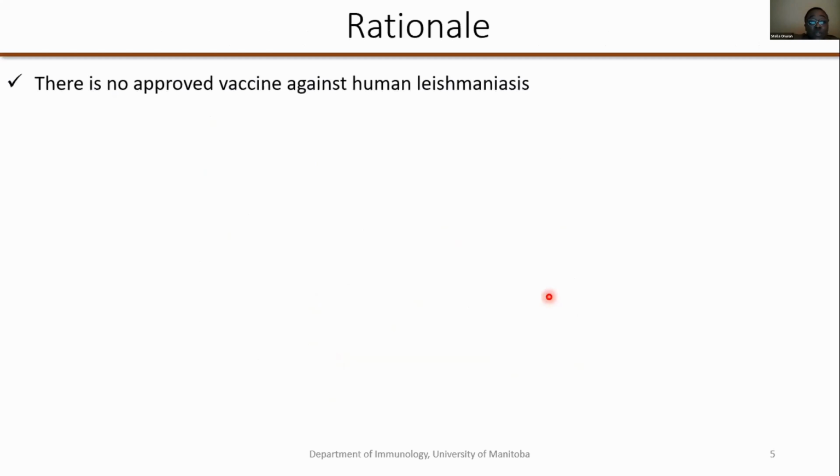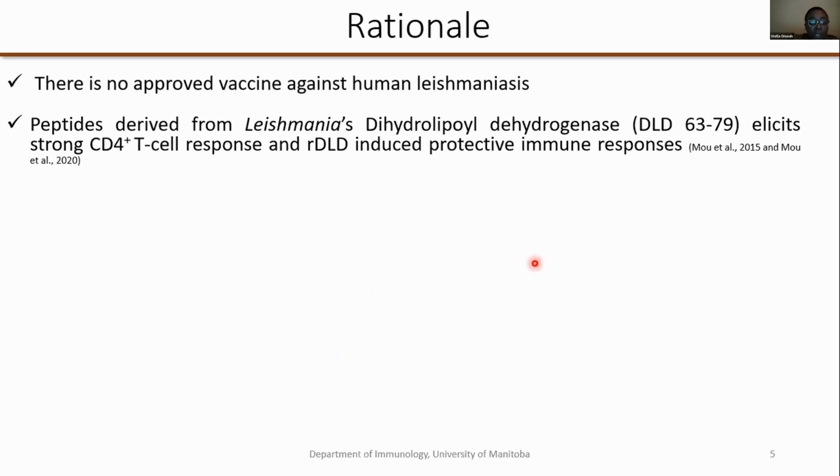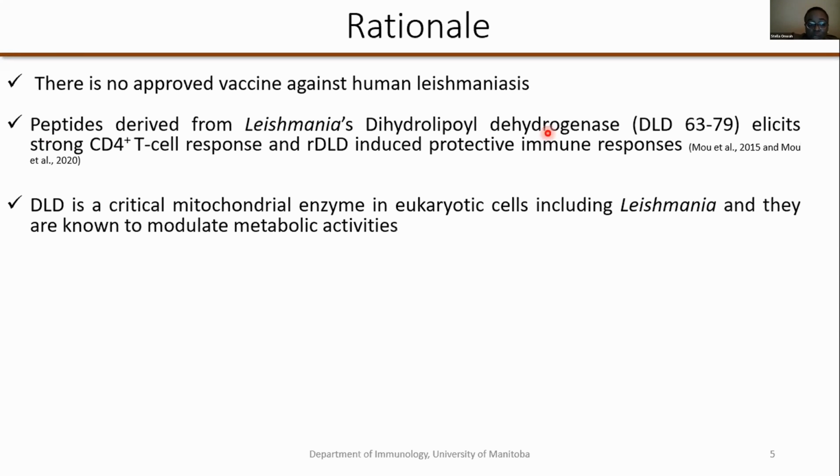There is no approved vaccine against human leishmaniasis. Vaccination is possible because people that recover from the disease are immune to the infection. For a while, our lab has been interested in understanding the antigens that drive protection in cutaneous leishmaniasis. And we have shown that peptides derived from Leishmania's dihydrolipoyl dehydrogenase, DLD, elicit strong CD4 T cell responses, and the recombinant DLD induces protective immune responses.